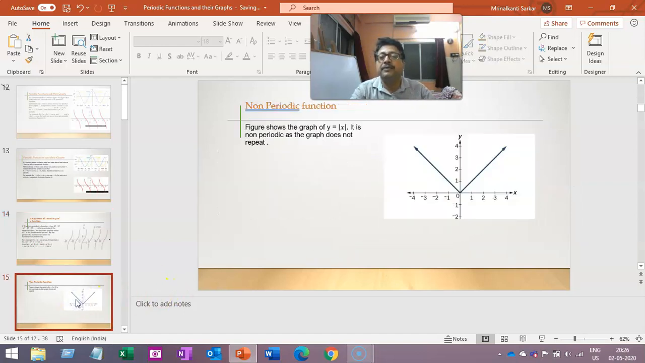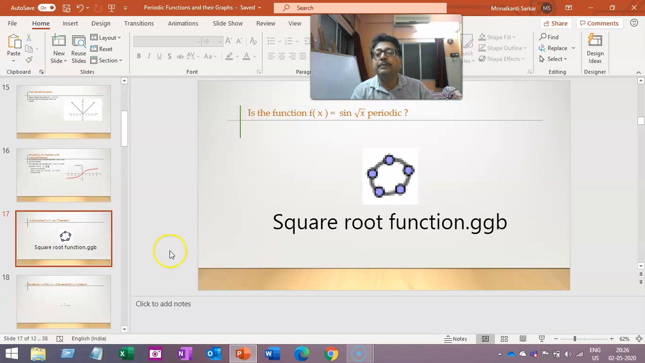There are some functions which are not periodic, where the graph will never be repeated. One thing you have to remember, from the previous example or this example: for a periodic function the domain will be infinite. For a finite domain it is not possible. It can never be periodic if the domain is finite. Here the domain is finite, but still this is not periodic because the graph of this function will never be repeated. It continues in this manner, it goes up to infinity. This is not a periodic function.